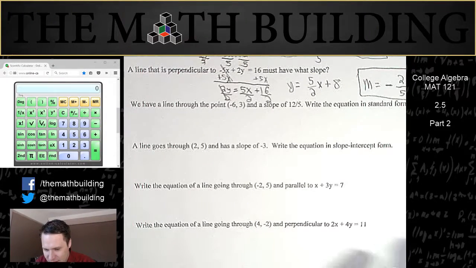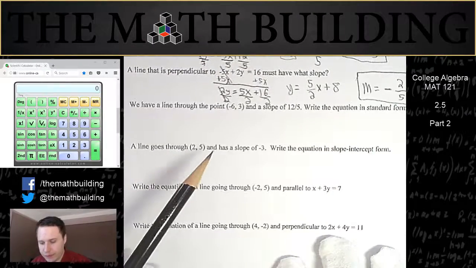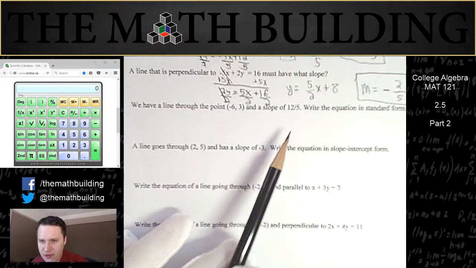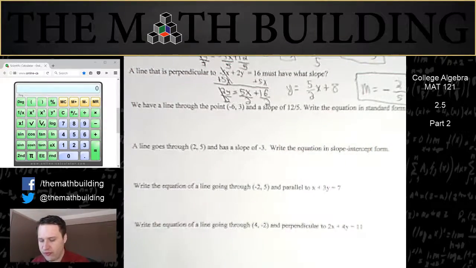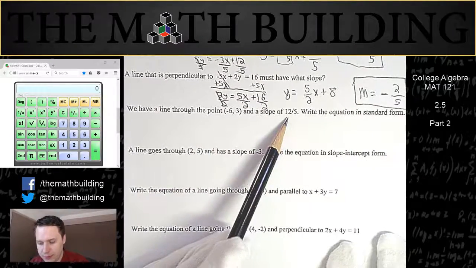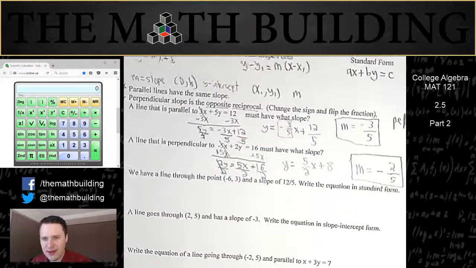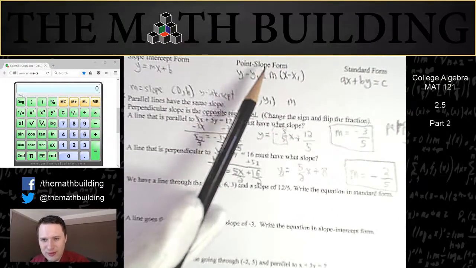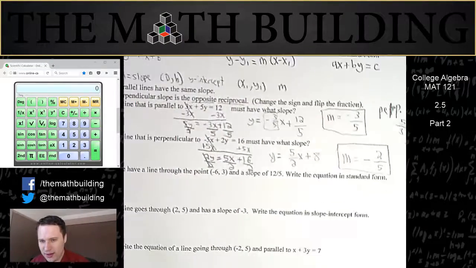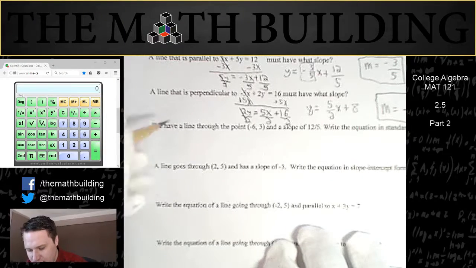We're on 2.5 part 2, and this next piece says we have a line through the point -6, 3, and a slope of 12 over 5. Write the equation in standard form. So you can see that we have a point and the slope. What formula should we use? That's right, we should use the point-slope formula, because that's how you represent a line knowing the slope and a single point. Let me write it down right here.